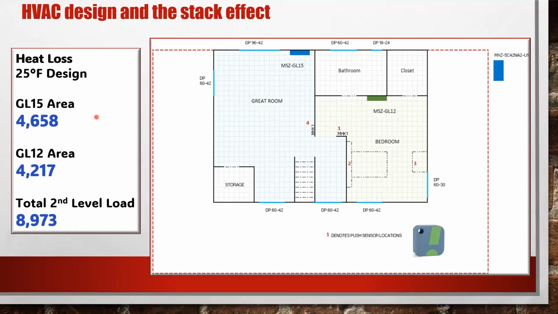The GL15 area at 25 degrees needs 4,600 BTUs. The bedroom 4,200 BTUs. Total of the upstairs area, 8,900, almost 9,000 BTUs. And yet I have 27,000 BTUs available. You can see that alone might cause an issue.